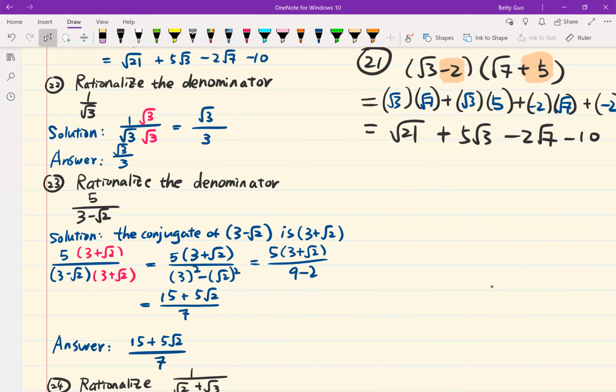Number 22, rationalize the denominator. We have a radical expression, which is 1 over square root of 3. The denominator is root 3. An expression is not simplified if it contains a radical in the denominator. So in order to simplify this expression, we need to remove the radical from the denominator. We call the process rationalize the denominator. In order to rationalize the denominator, we need to identify the denominator. What's the denominator? Root 3, right?